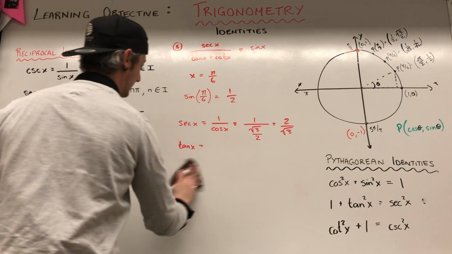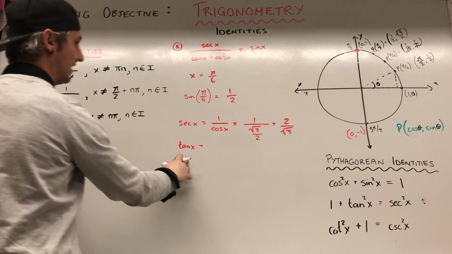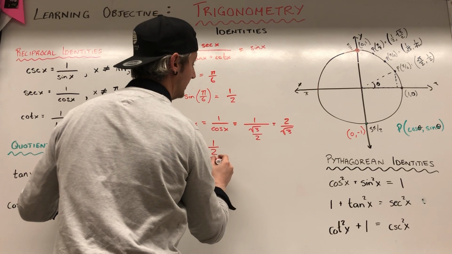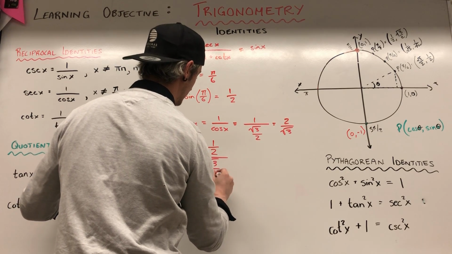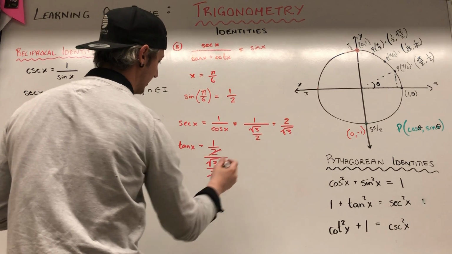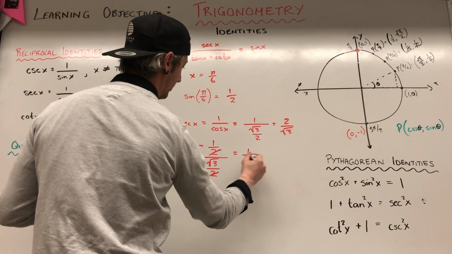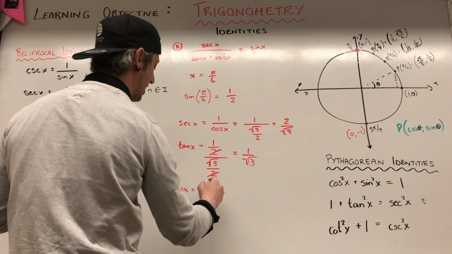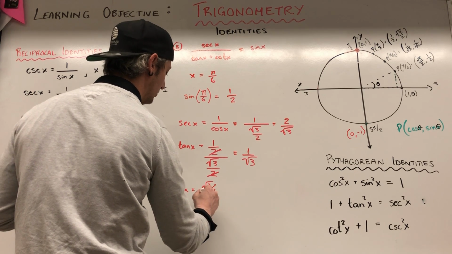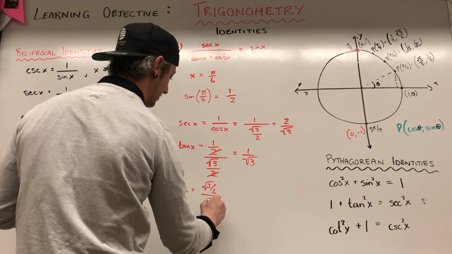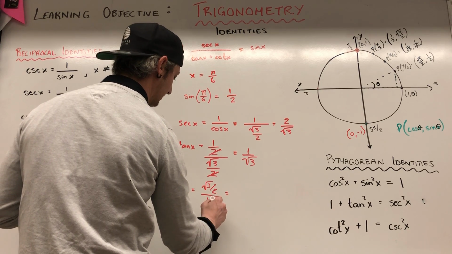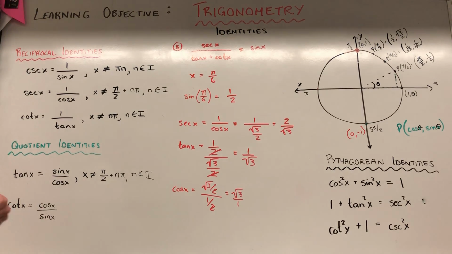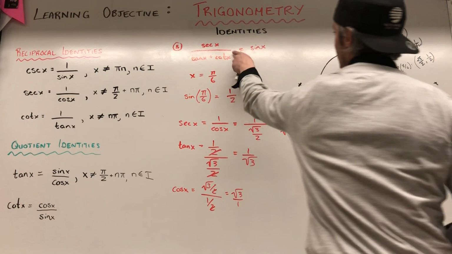So tan of x is equal to sine of x. Sine of x was 1/2 divided by root 3 over 2. And then the 2's will actually cancel with each other, leaving me with 1 over root 3. And then cos of x is now the opposite. It's root 3 over 2 divided by 1 over 2. And then the 2's will cancel and I get root 3 over 1. Okay, there we go. Now I have all the ingredients to check that side.